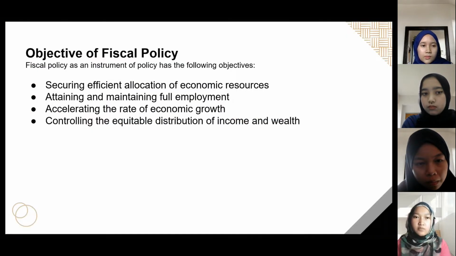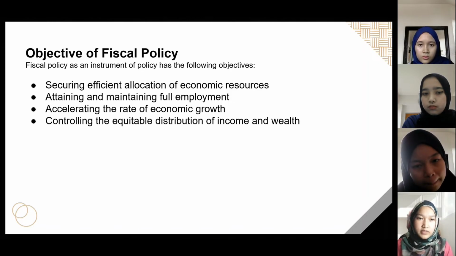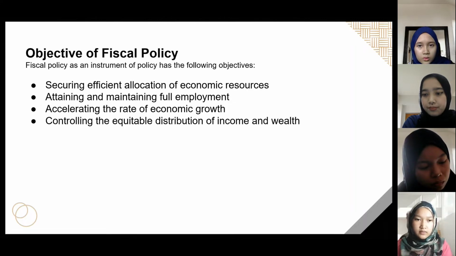Objectives of fiscal policy. First, securing efficient allocation of economic resources. Second, attaining and maintaining full employment. Third, accelerating the rate of economic growth. Last, controlling the equitable distribution of economic wealth.